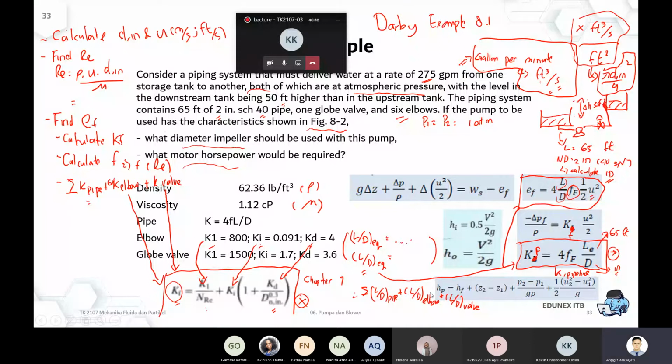Okay. Any other questions? So far, so good, sir. Okay. So I'll put it this way. Sigma L per D, that's the same thing. Be flexible on the input that is provided by the questions.